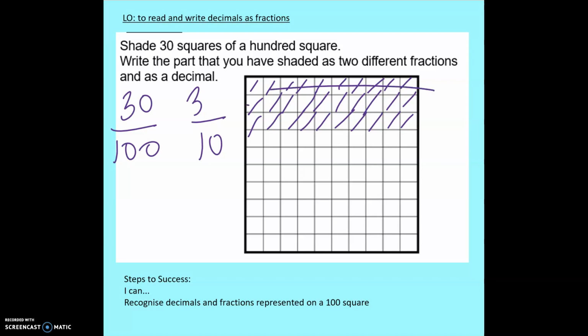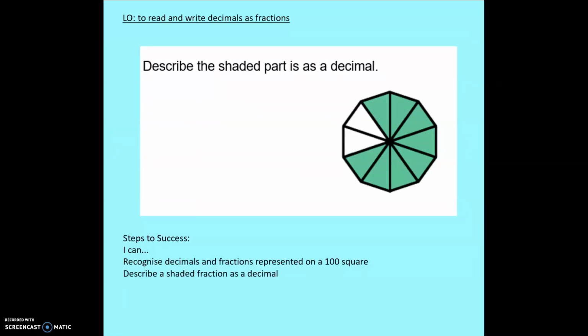We've got 3 lots of 10 coloured in. And what is 3 tenths going to look like as a decimal, everybody? Have a quick think. You are correct. We're going to have our ones, our tenths and our hundredths, and we're going to have 0.3 to show 3 tenths. Right, next one. Describe the shaded part as a decimal. Have a look and see how many chunks there are altogether, how many chunks are coloured in, and then what that might look like as a decimal. You have a go, pause the video, and then come back.